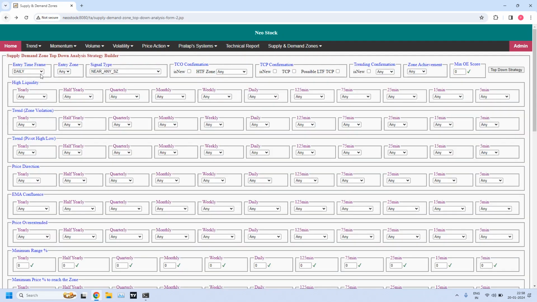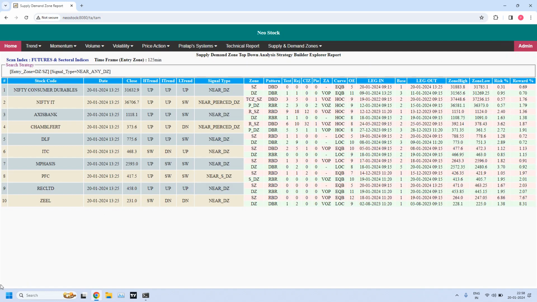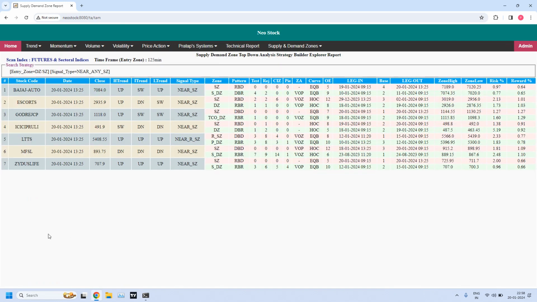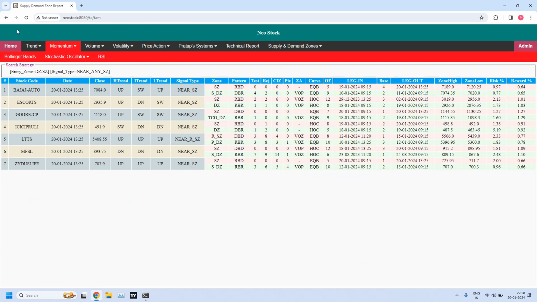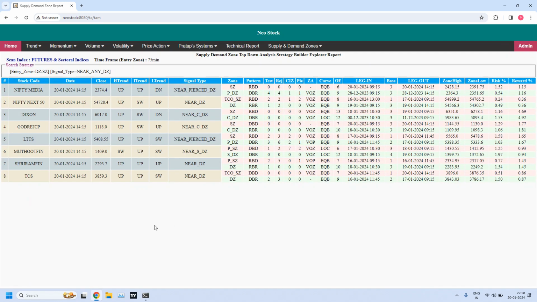Now let's go back. Change the time frame to 125 minutes. Let us find the stocks near the 125 minutes demand zone. So these 10 stocks are filtered. Let's go back. For the 125 minutes time frame, let's find the stocks near the 125 minutes supply zone. These 7 stocks are filtered. So let's go back. Let us change the time frame to 75 minutes. So entry time frame is 75 minutes. Let us find the stocks near the 75 minutes demand zone. So these 8 stocks are filtered.